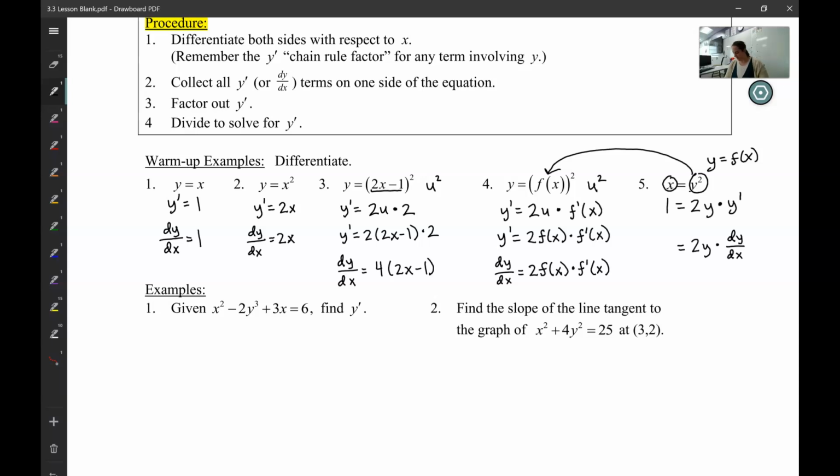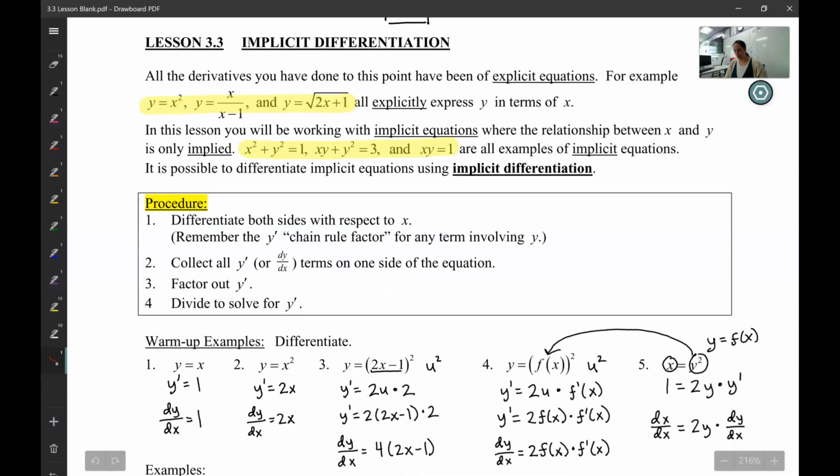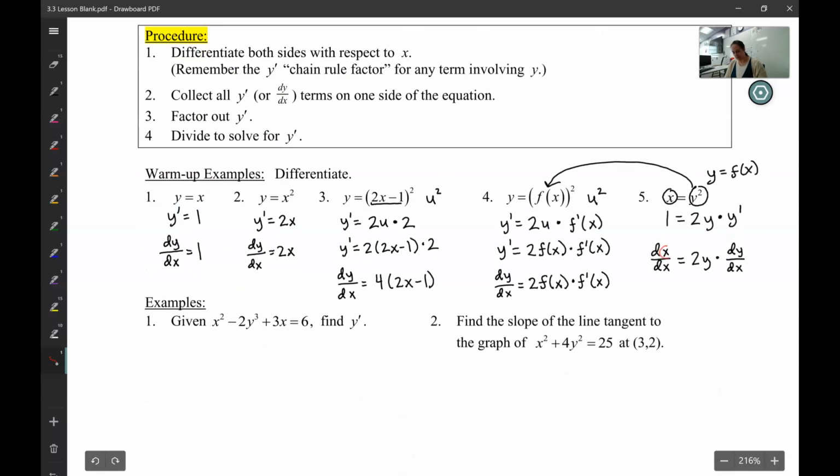And the reason you can think of this x as a 1 is because this is dx dx. I took the derivative of x in terms of x. That's what we wrote up here. Take the derivative of y in terms of x. So this is taking the derivative of x in terms of x. And top and bottom cancel out, and that's where I get that 1. So this would be my final answer to number 5. 2y times the derivative of y in terms of x. This is the derivative of x in terms of x.